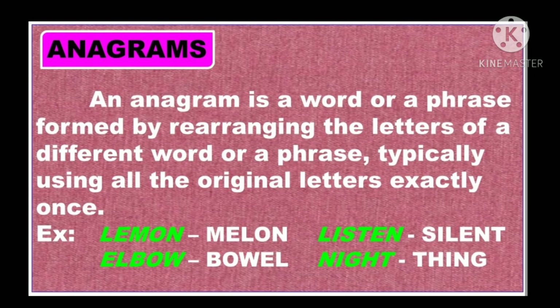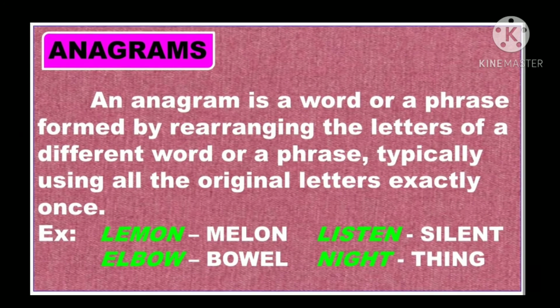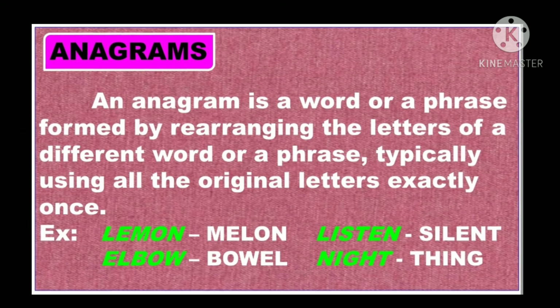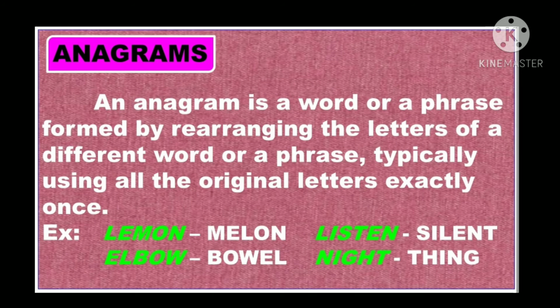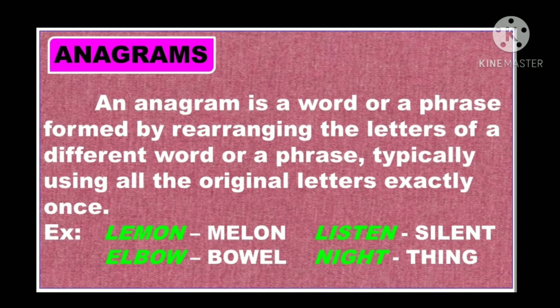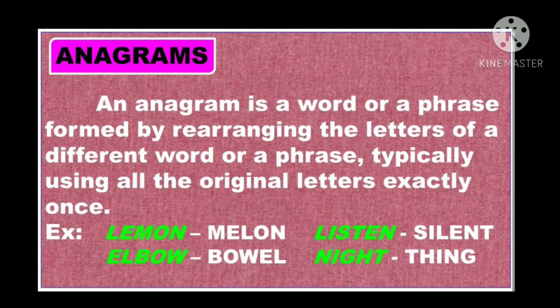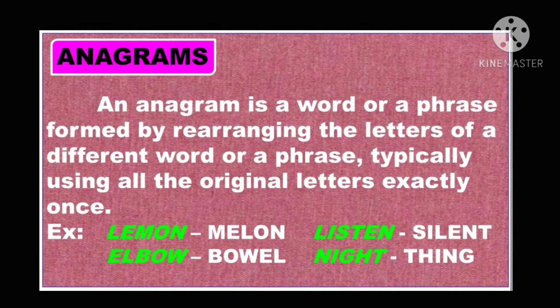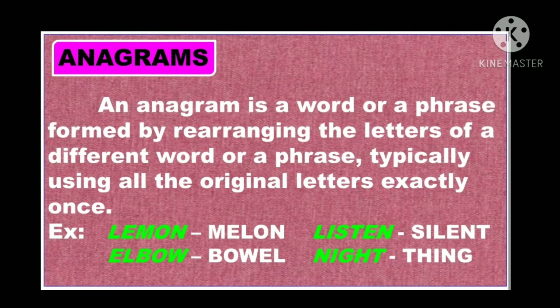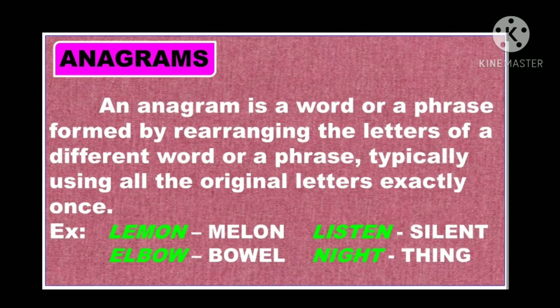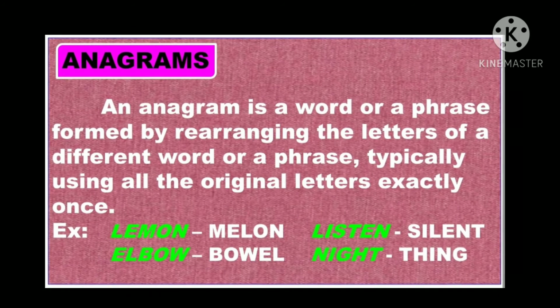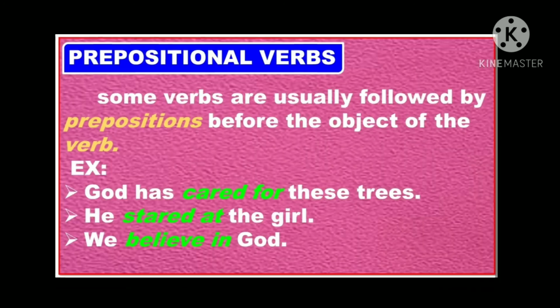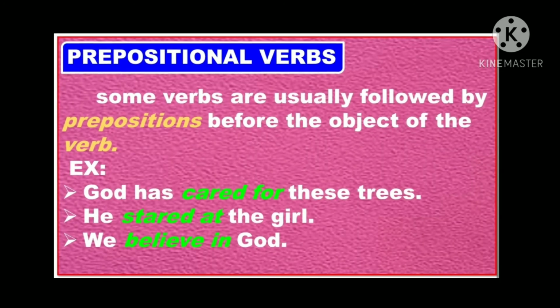Got it? Okay. Look at the example. Lemon. So from lemon, we can make the word melon. See the second one. Elbow. From elbow, we can make bowl. And see the next one. Listen. So from the word listen, we can make silent. And the last example is night. So from the word night, we can make the word thing. Got it? Okay.